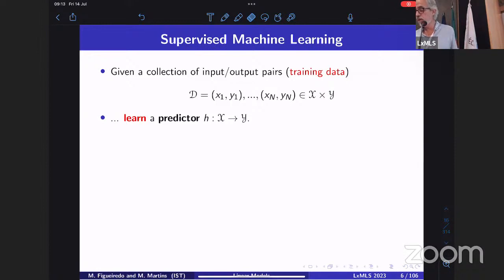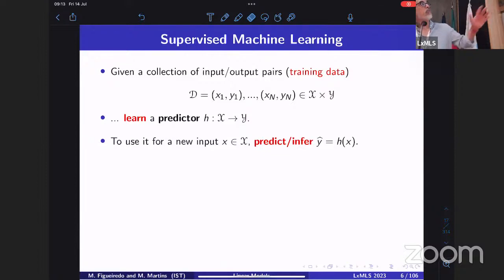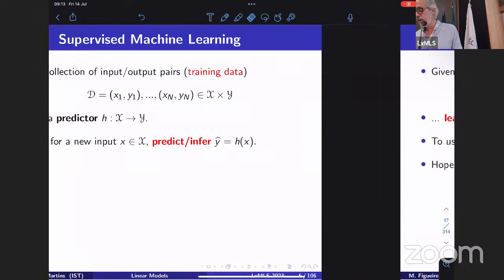So the goal is to learn a predictor that, of course, does what you expect it to do, which is, given some new input X, predict or infer what would be the correct output for this input. So for a new one that you had not seen before, okay? So the goal is to do inference or prediction or classification or regression or whatever. We'll see that.